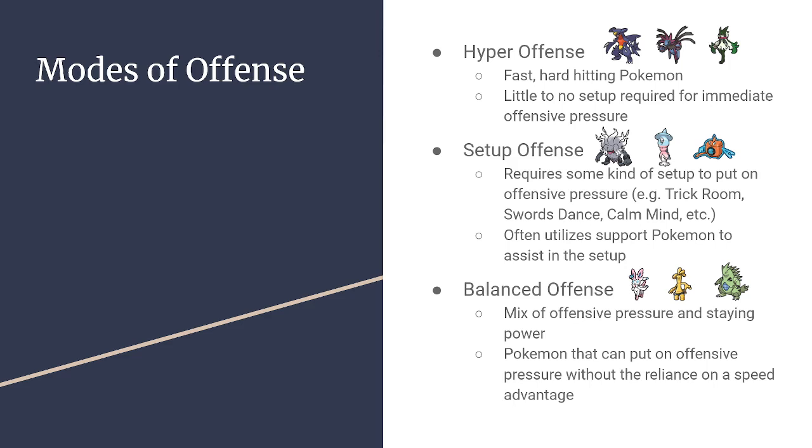And then finally, what I'm calling balanced offense. This one was hard to name because it can be a little hard to describe, but I think of these as tanky Pokemon. So maybe you could call it tank offense. These are Pokemon that have really good offensive capabilities, but they're not necessarily going to outspeed a lot of Pokemon. They're more going to be able to take a hit and then hit back hard, as hard or harder.